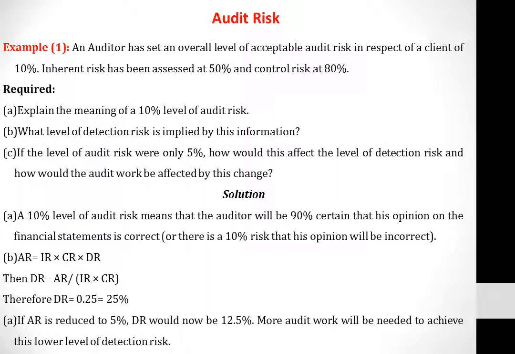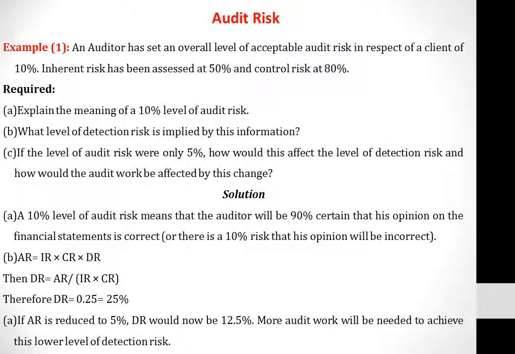Okay, again, if we hear that audit risk equals, for example, 5%, this means that the probability that the auditor is going to give an incorrect opinion equals 5%, and the probability that he is going to give a correct opinion is 95%. He's certain with 95% that his opinion is going to be correct. Let's discuss this in our following example.